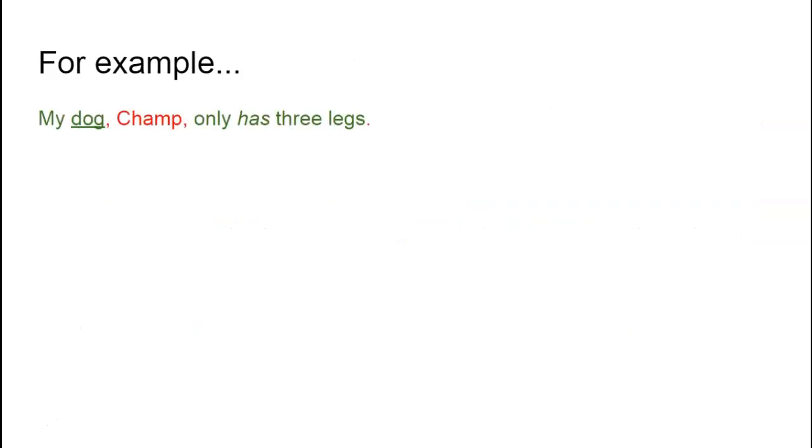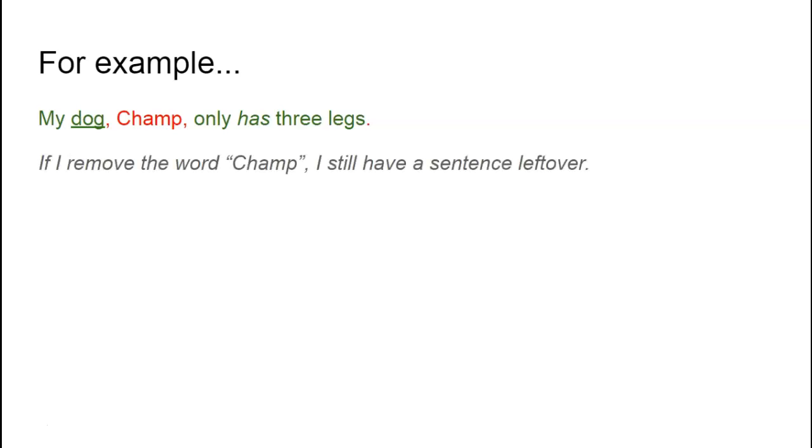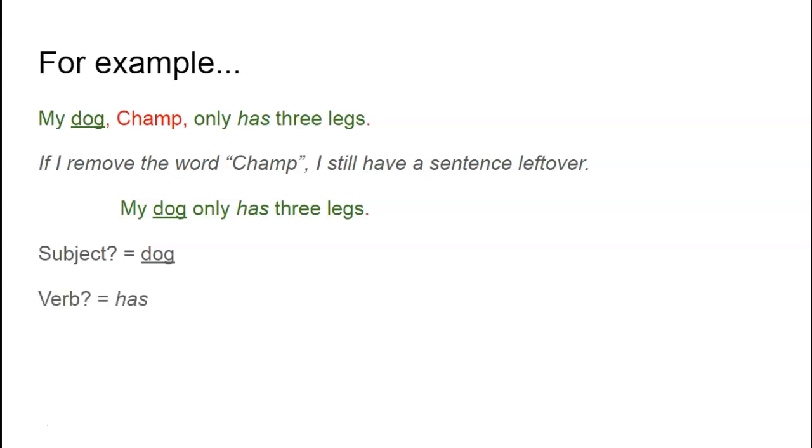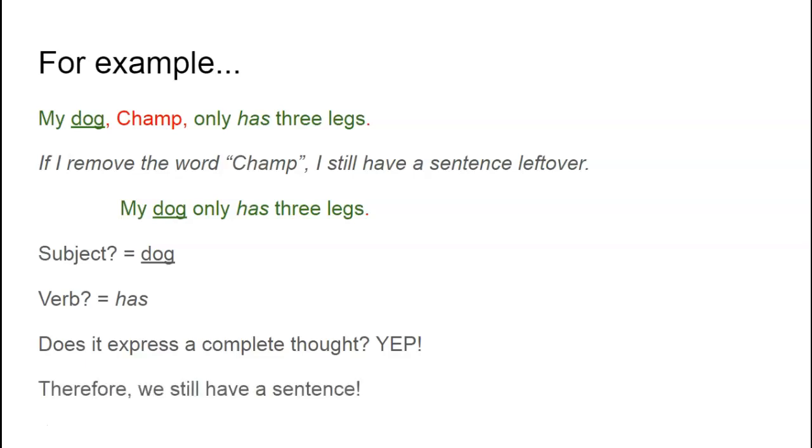For example, my dog, Champ, only has 3 legs. If I remove the word Champ, I still have a sentence left over. My dog only has 3 legs. But it's nice to know your dog's name. So is that a complete sentence? Yeah, dog is the subject, the verb is has, and it does express a complete thought. Champ just gives us extra information about the dog's name.